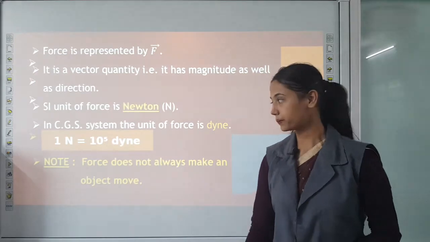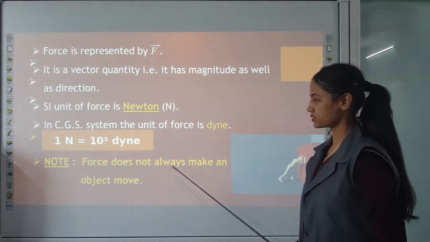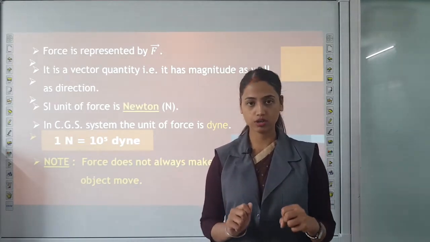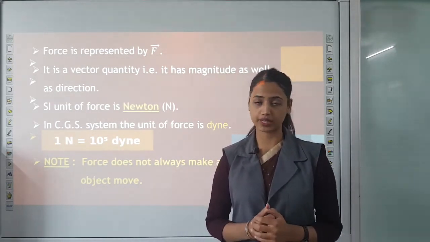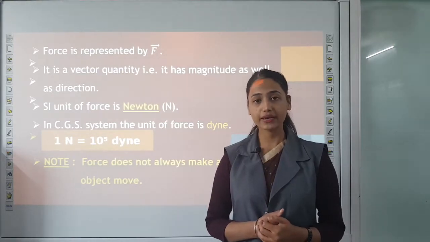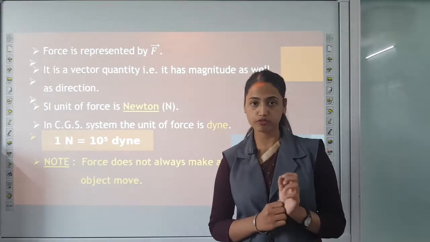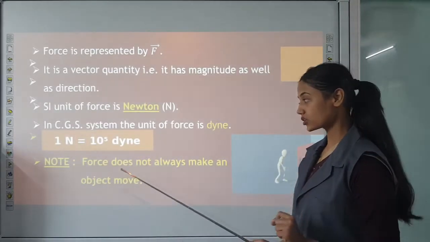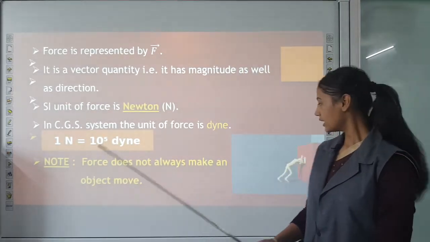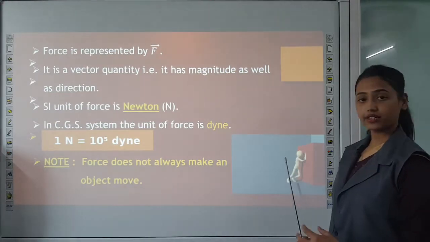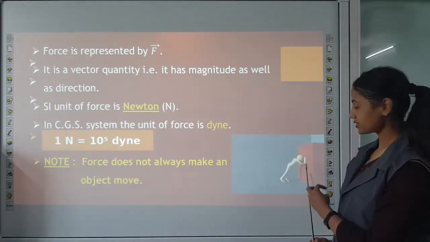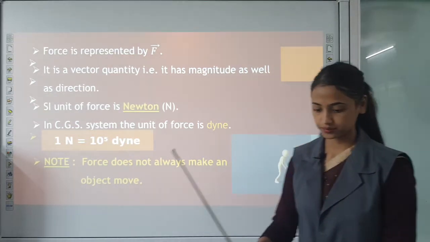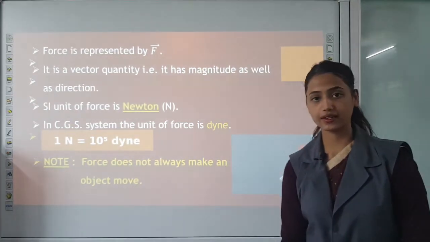Now, point to be remembered that force does not always make an object move. Now, you will say that, ma'am, I am pushing the wall of my home and it is not moving, but I am applying force. Why so? Because that wall is not capable of moving from that position to another. So, force does not always make an object move. Like this man, he is pushing this box, but it is not moving. There is force, but there is no motion. Understood?